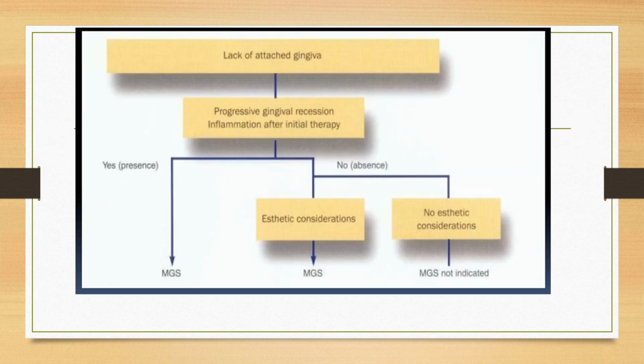Here you can see the flow chart. A lack of attached gingiva will lead to progressive gingival recession in case of inflammation after the initial therapy. So if there is gingival recession, you have to go for mucogingival surgeries. And if there is no gingival recession, you can see whether it is for aesthetic considerations. If there is no aesthetic consideration, there is no need for mucogingival surgeries.